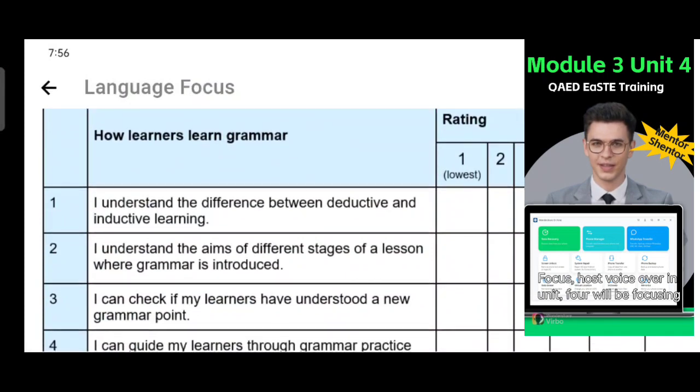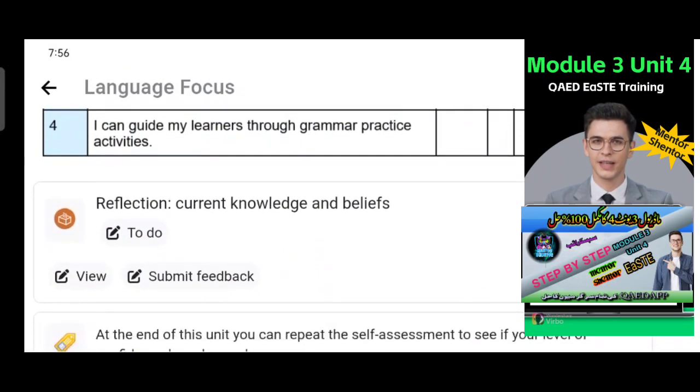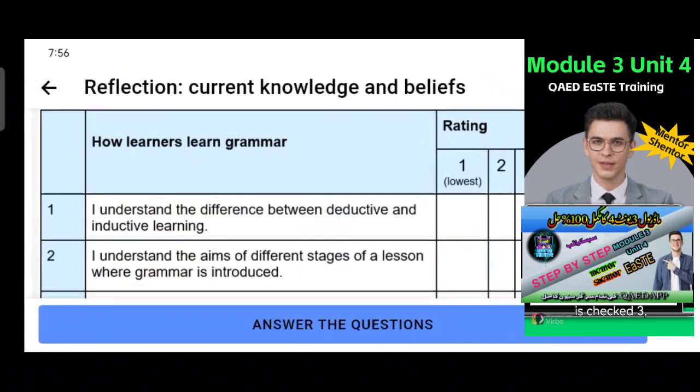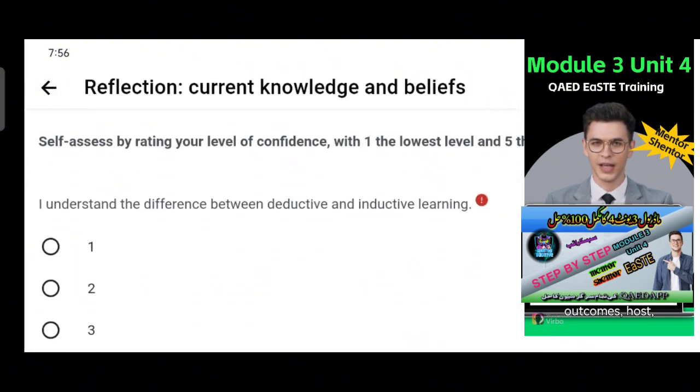Language focus. Host voiceover. In Unit 4, we'll be focusing on three main areas. 1. How grammar is presented and taught. 2. How understanding of grammar is checked. 3. How grammar can be practiced.